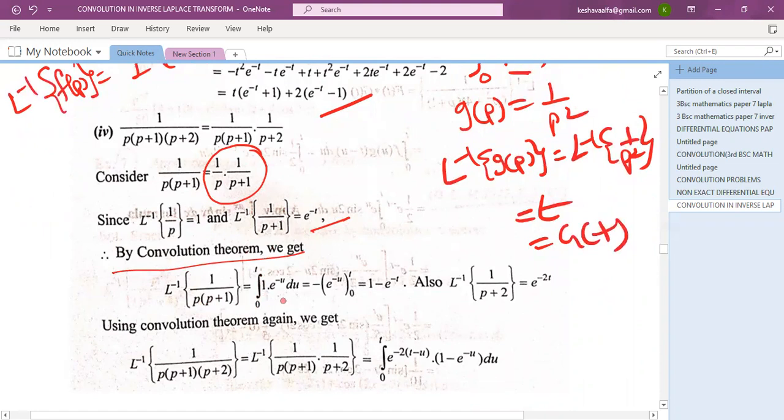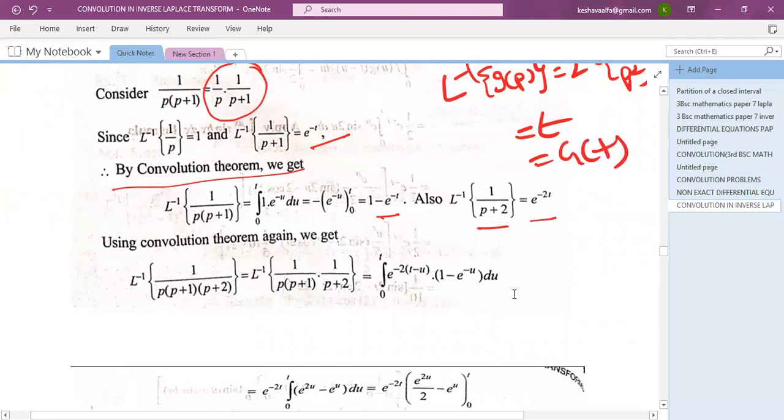That is f of u, that is 1, and g of t minus u, where g of t is e power minus t, so it is e power minus (t minus u). After integrating and applying limits 0 to t, we get 1 minus e power minus t. Now the second part is 1 by (p plus 2). So L inverse of 1 by (p plus 2) is e power minus 2t. And again, using the convolution theorem for these two functions, that is L inverse of 1 by p into (p plus 1) times 1 by (p plus 2).